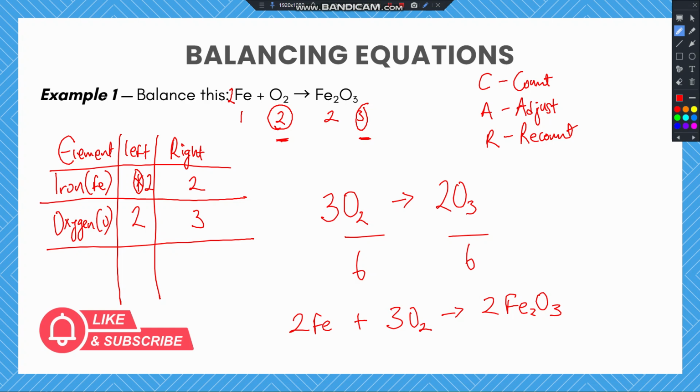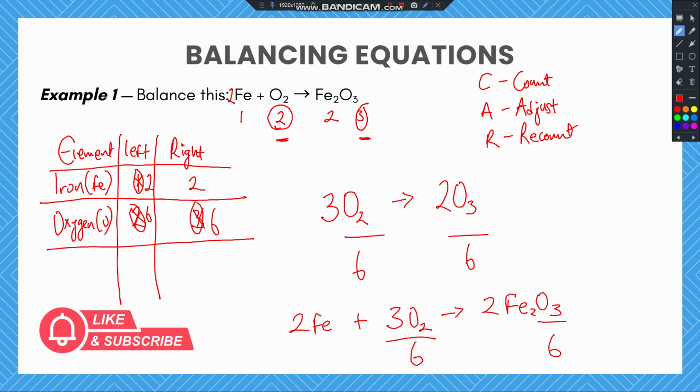Can you see how that was done? Now that way I have 6 atoms of oxygen on the left and 6 atoms of oxygen on the right. So the left side moves from 2 to 6, the right side also moves from 2 to 6. Can you see the steps I'm taking? At this point I have changed the coefficients again.